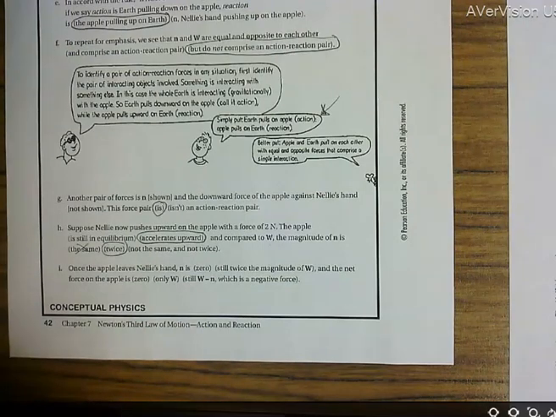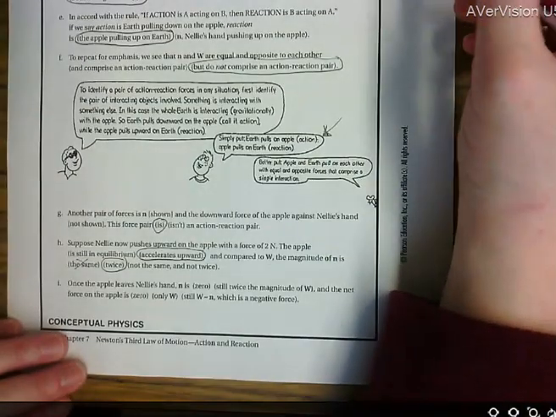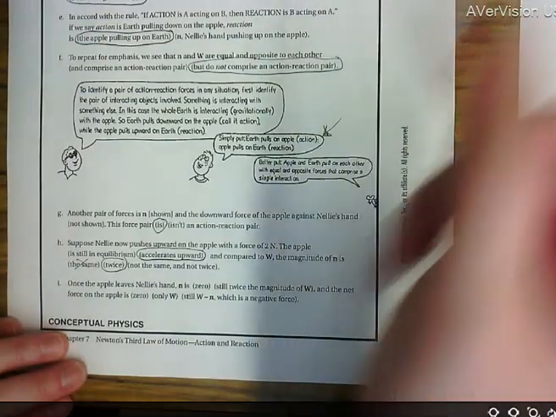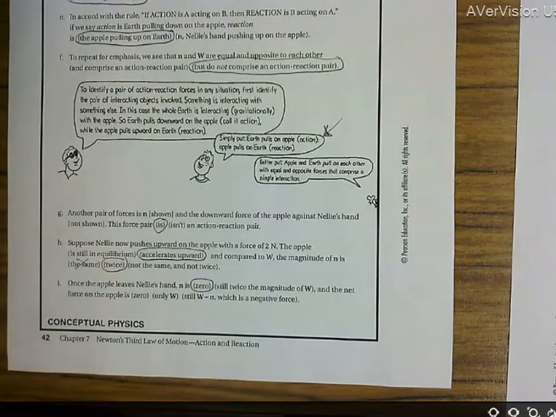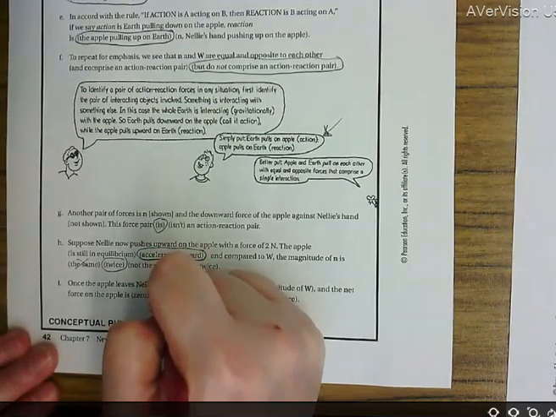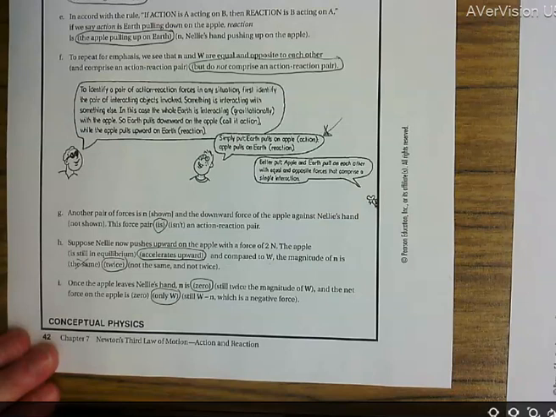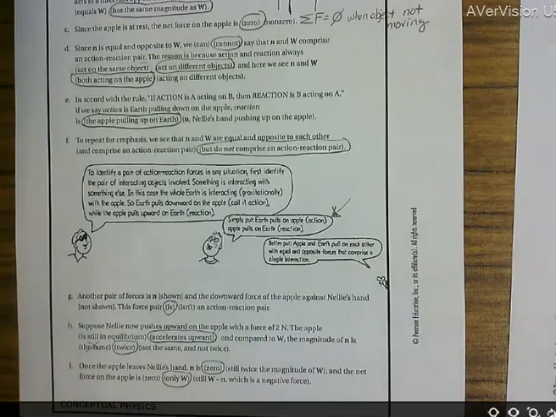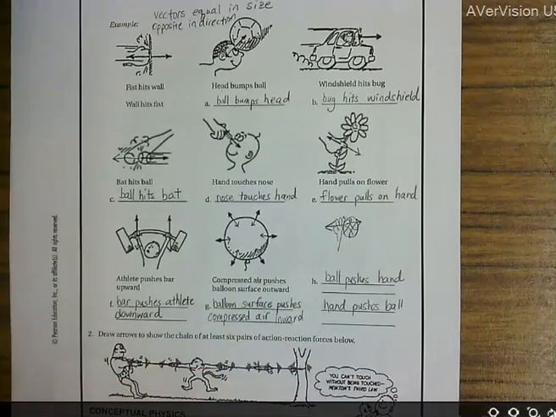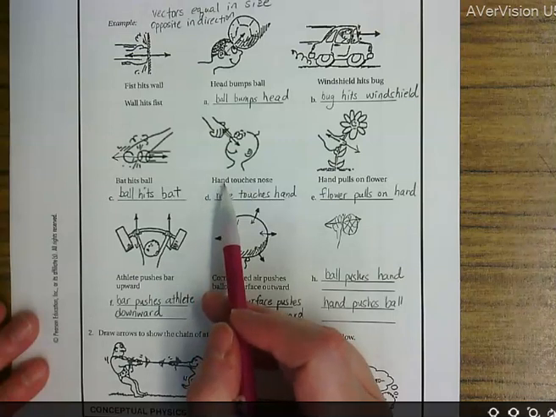Once the apple leaves Nellie's hand, the force of the hand pushing the apple is 0 because there's no more interaction there. The net force on the apple is only going to be the weight of the apple, which is going to cause it to accelerate downward, because the Earth pulls the apple and there's nothing counteracting that, so the apple will fall down. So the important thing here is being able to state these as action-reaction statements.